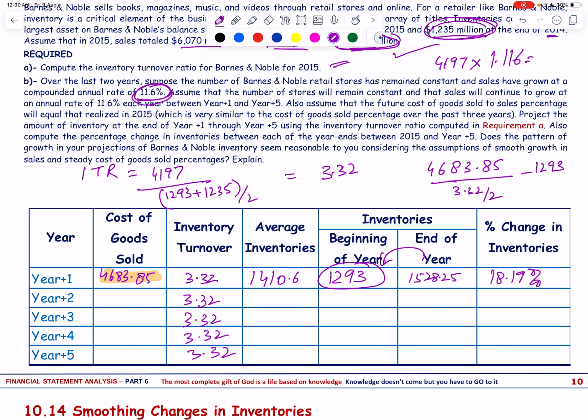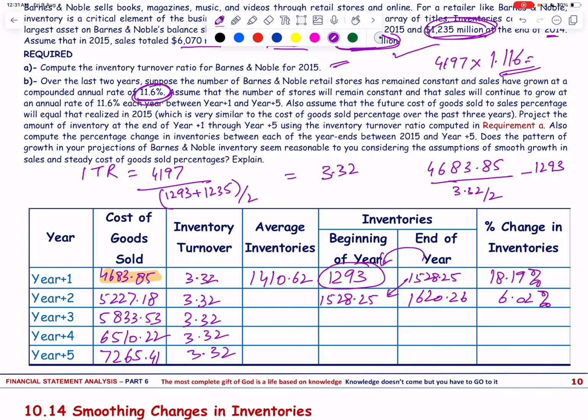The average, we can simply add the two, beginning plus ending divided by 2, that is 1410.62. We can calculate the sales in the same way. We will simply multiply this by 1.116, and that will give us 5227.18, 5833.53, 6510.22, and 7265.41. Now the ending becomes the beginning, 1528.25, and this will be 1620.26, and this is 6.02%.